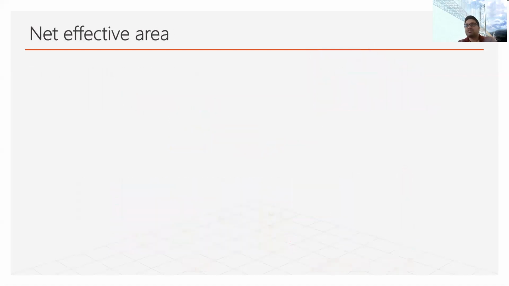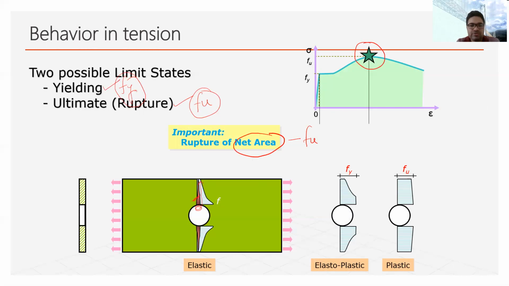Now coming to another important term, which is called the net effective area. As it is related to the previous slide, in the previous slide we have seen a plate in which there is a hole. So again I'm showing you that if there is a hole, then what will be the cross-sectional area along the center line of this hole? Obviously the cross-sectional area of the plate minus the area of the hole.